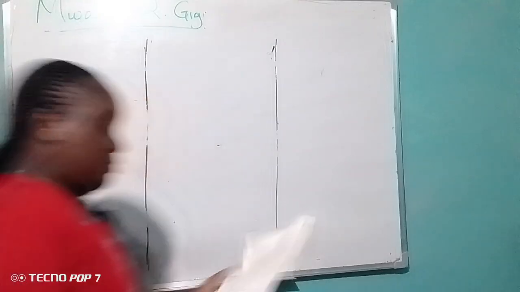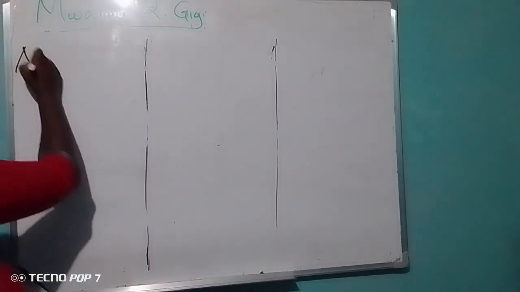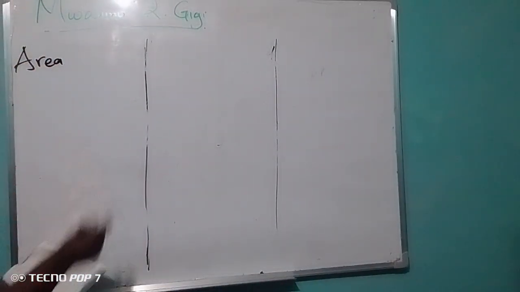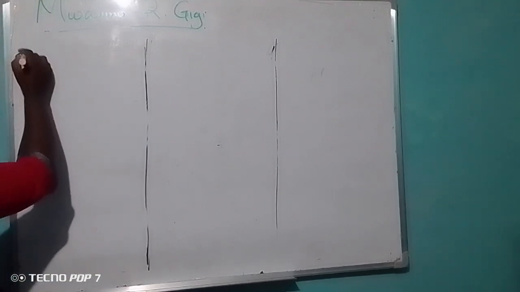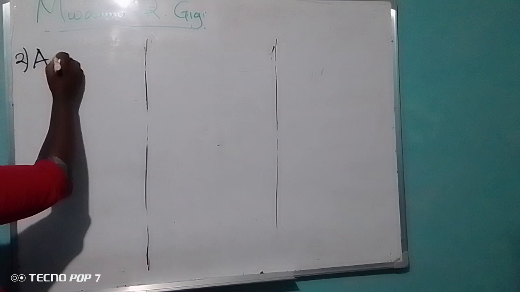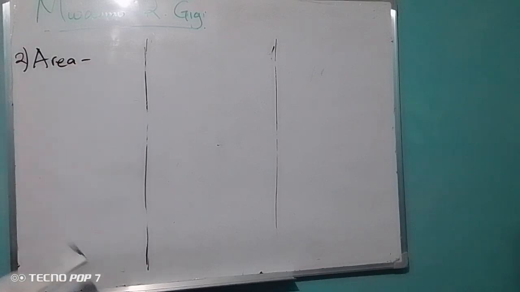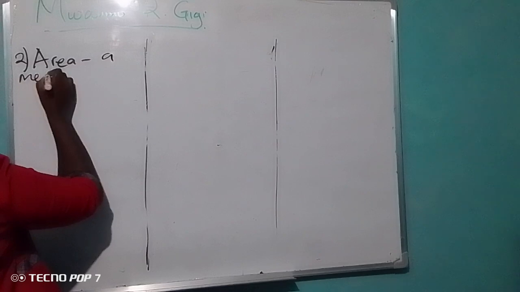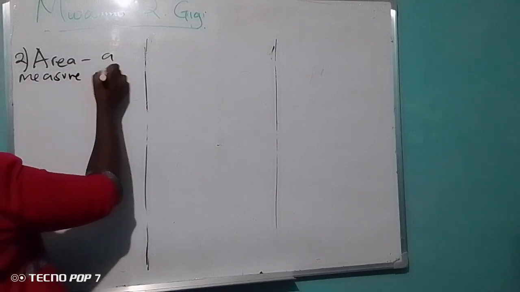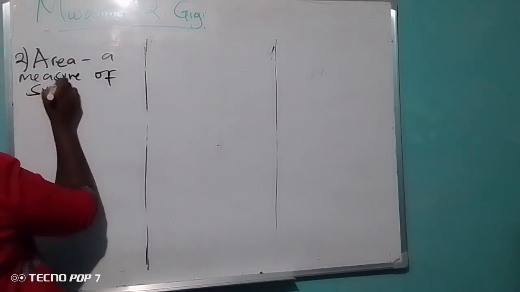Area of a triangle. So, step number 2 is finding the area. Area ni nini? It is a measure of surface.